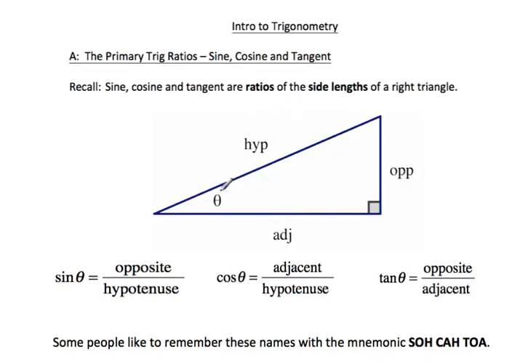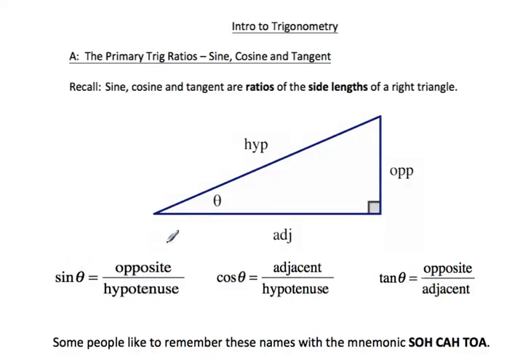So if this is a right triangle and we define this angle as theta, then the side opposite theta, we name the opposite side, the side next to or adjacent to theta is the adjacent side, and of course the hypotenuse, the longest side, the side opposite the right angle, we call the hypotenuse. And now sine theta is the ratio of the length of the opposite side to the hypotenuse. Cosine theta is the ratio of the length of the adjacent side to the length of the hypotenuse, and tan theta is the ratio of opposite over adjacent.